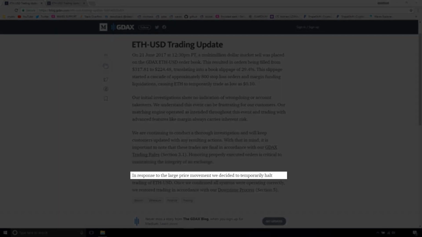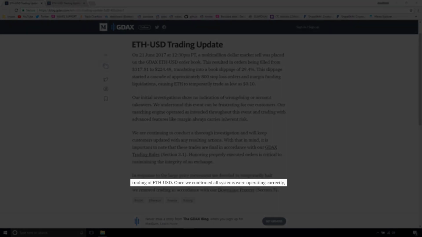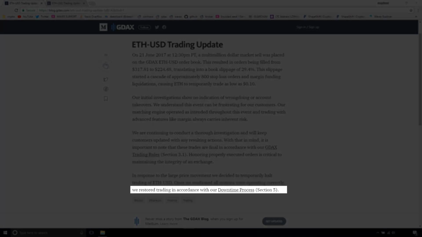In response to the large price movement, we decided to temporarily halt trading of ETH USD. That means they stopped trading. So if you were currently trying to trade on ETH USD, you weren't going to be able to. And this is something that happens in large exchanges like the NYSE as well. Once we had confirmed all systems were operating correctly, we restore trading in accordance with our downtime process.